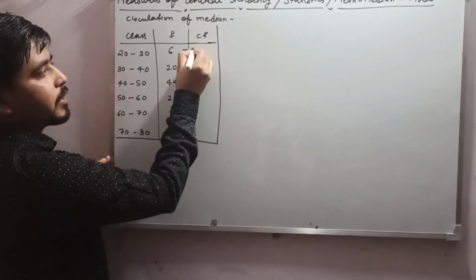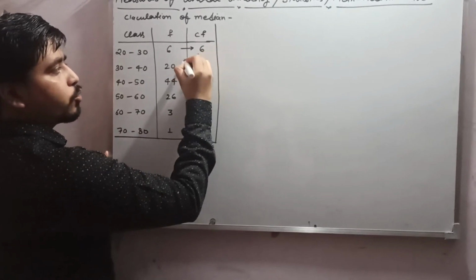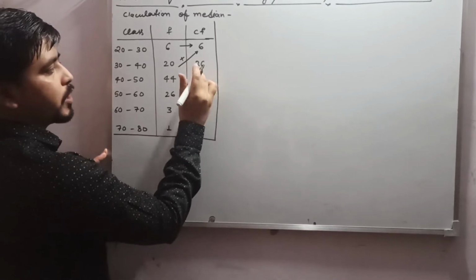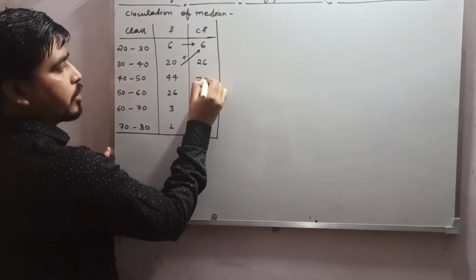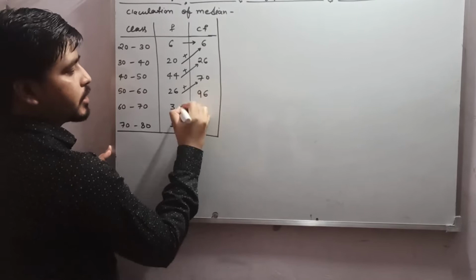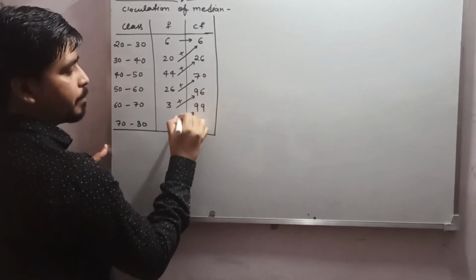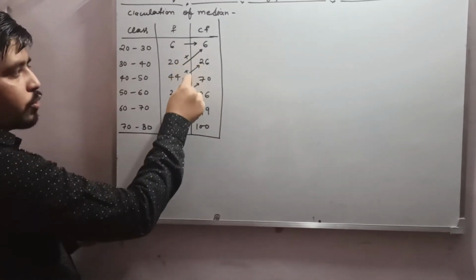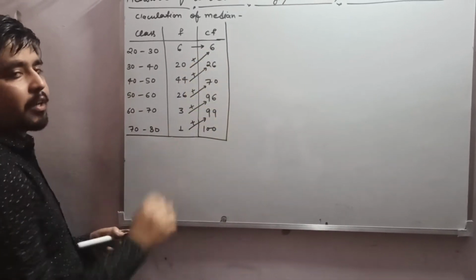The first frequency we will write directly, 6. Second, 20 plus 6 is 26. Now 26 plus 44 is 70. Then 70 plus 26 is 96, then 96 plus 3 is 99, and 99 plus 1 is 100. Now see these arrows, these are the rough work. I am showing you this for calculating the CF always.